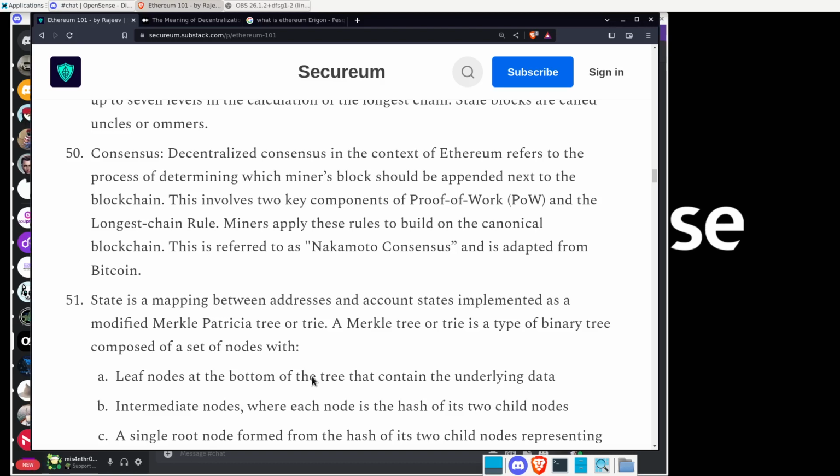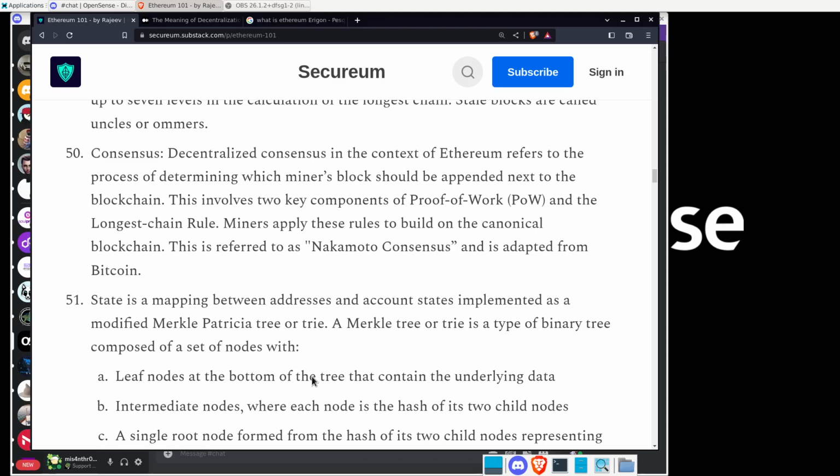Decentralized consensus in the context of Ethereum refers to the process of determining which miner's block should be appended next to the blockchain. This involves two key components, proof of work and the longest chain rule. Miners apply these rules to build on the canonical blockchain, and this is referred to as the Nakamoto consensus, which is adapted from Bitcoin.